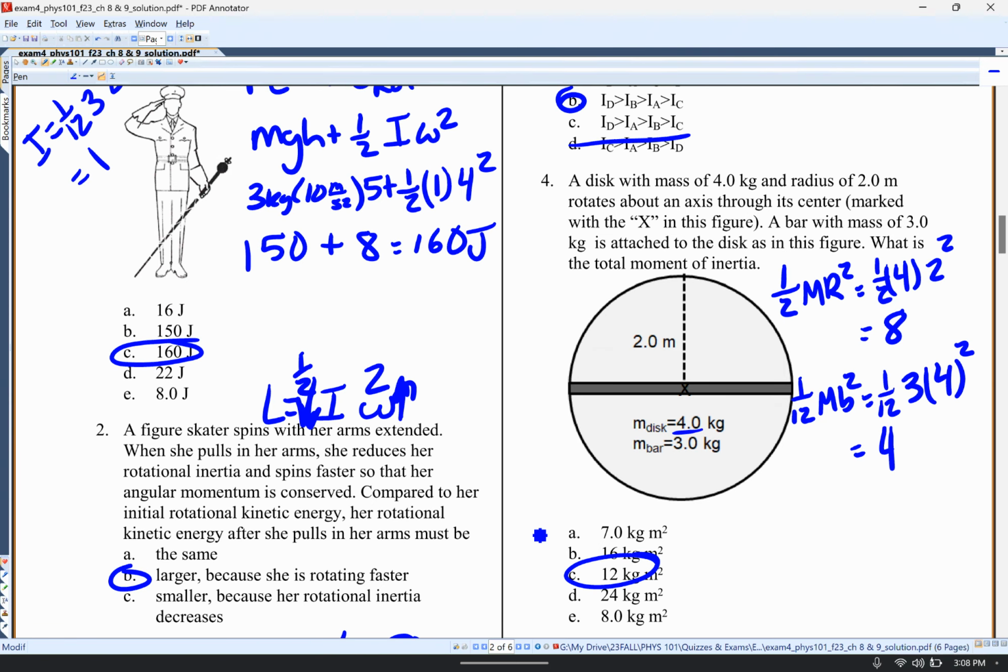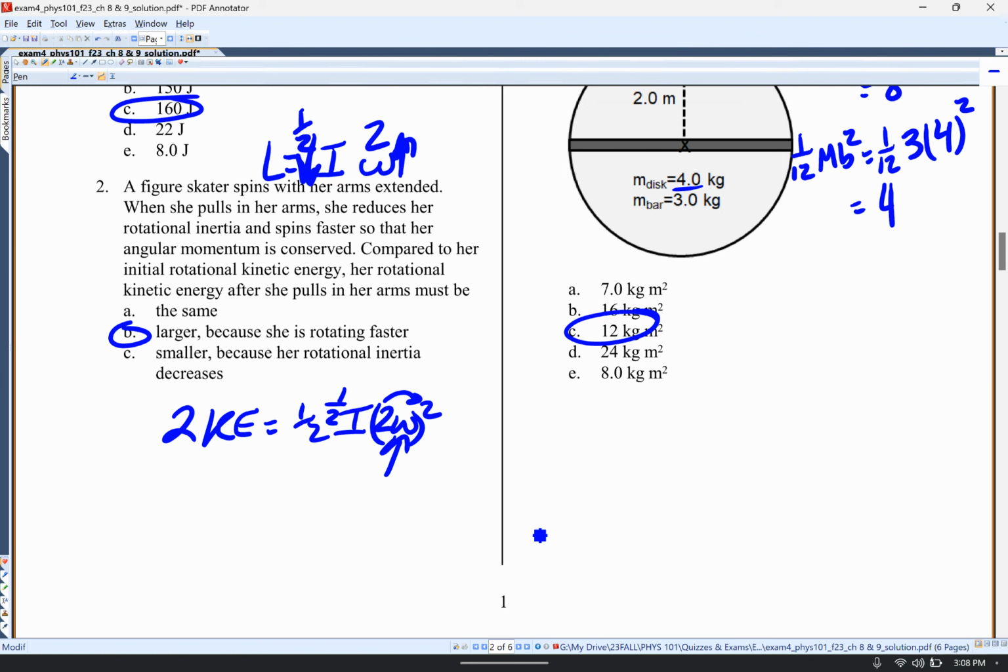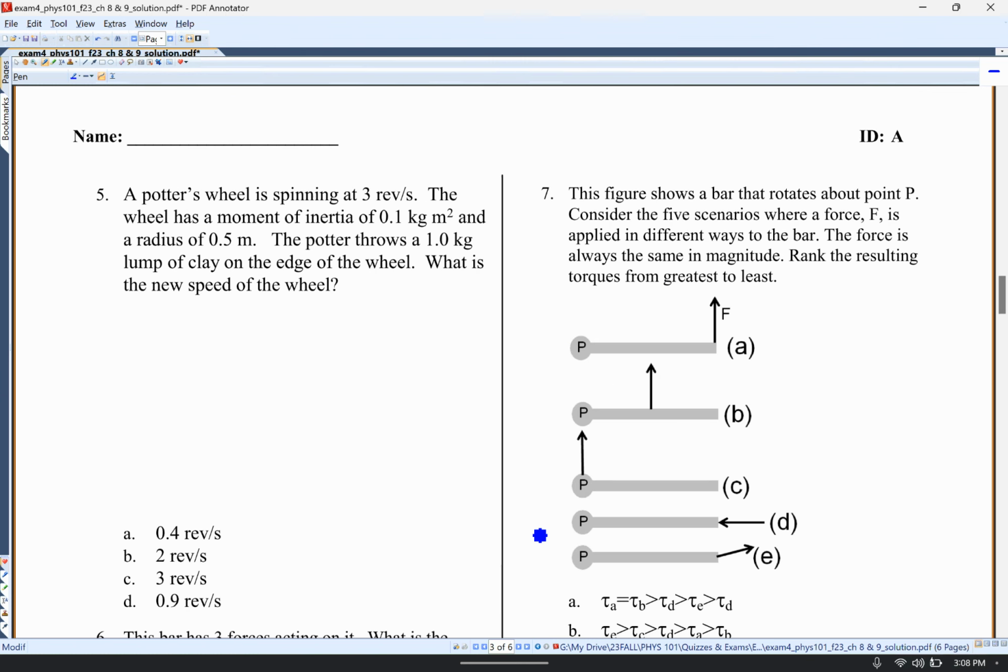All right, a potter's wheel is spinning at 3 revolutions per second. The wheel has a moment of inertia of 0.1. And then the potter throws on this lump of clay on the edge of the wheel. What is the new speed of the wheel? So L initial is equal to L final. The initial angular momentum is I initial omega initial, and I initial here is just the wheel. So it's 0.1. So I have 0.1 times omega, which is 3 revolutions per second.